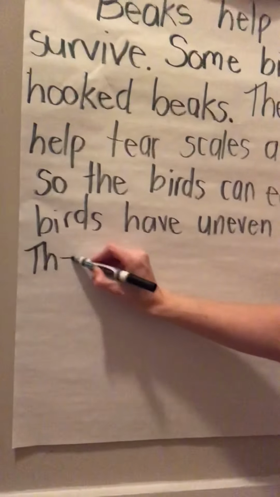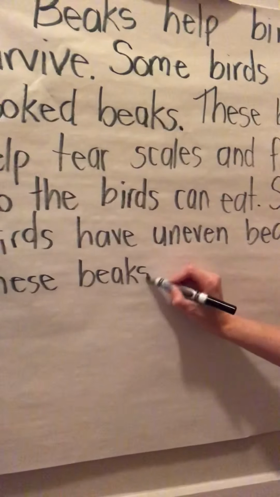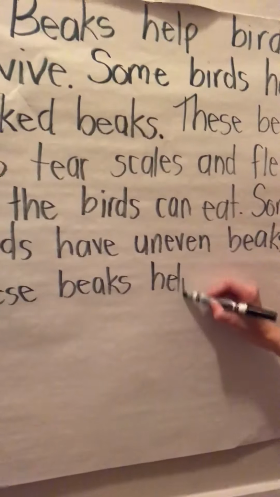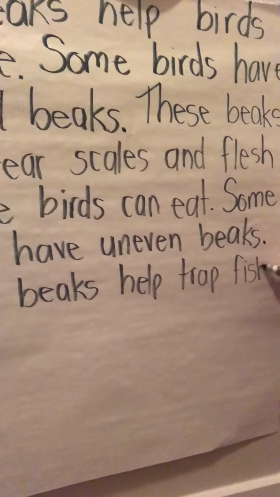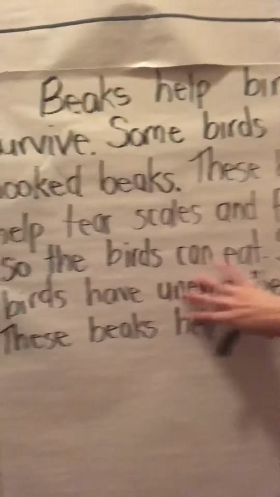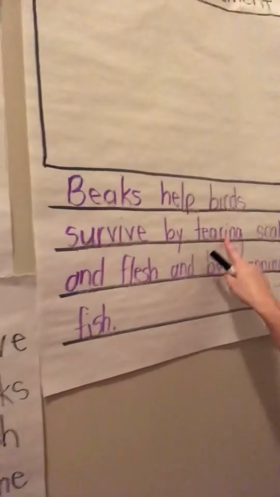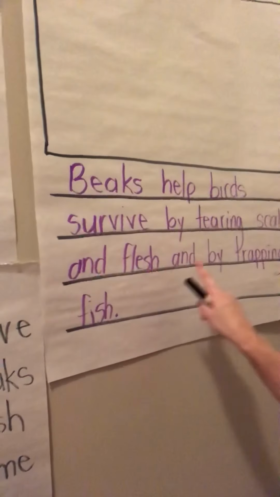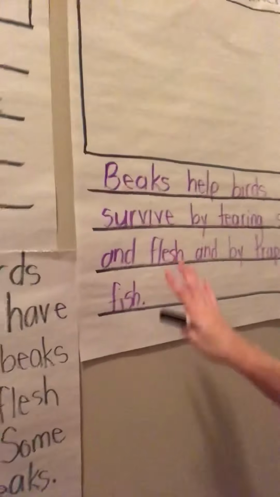So these beaks help trap fish. All right, so I have my focus statement. I did detail 1. We just finished our detail 2. Now we're ready to copy what we wrote for our conclusion. So for my conclusion, I put beaks help birds survive by tearing scales and flesh and by trapping fish. So now I need to copy my last sentence for my paragraph.